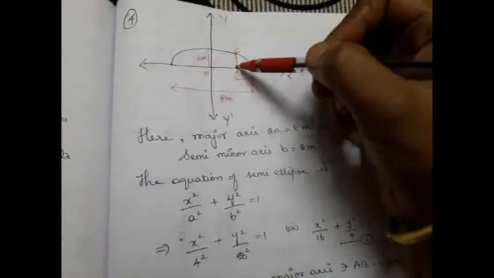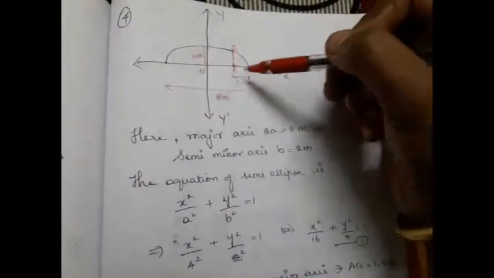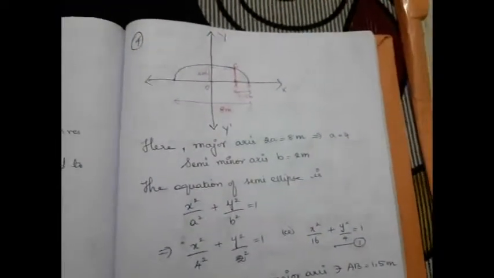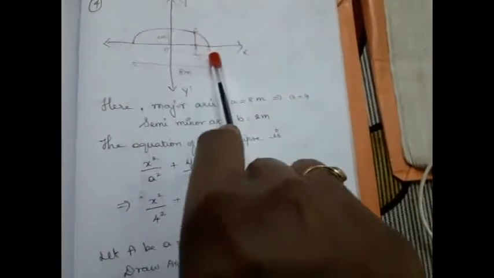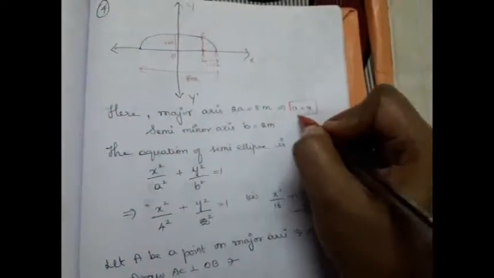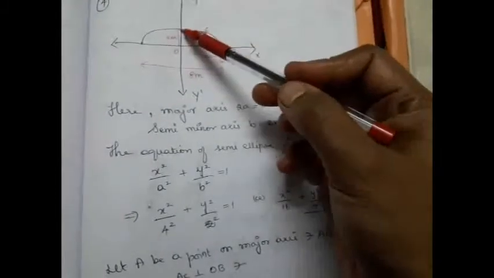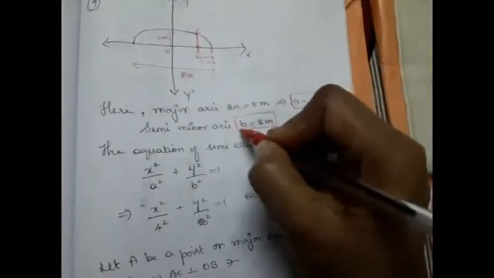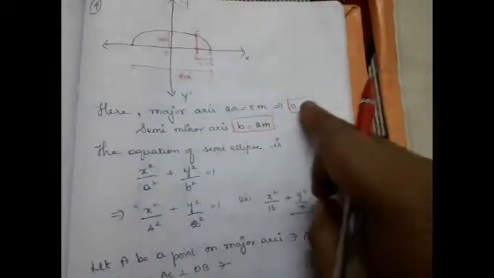How to find OA? We know the entire length is 8, so OB is going to be 4. So, 4 minus 1.5 will give you OA. Now, how can we solve this? Here the major axis is 2a. 2a is 8. Therefore, a is going to be 4. We found the value of a. And it is given the semi-minor axis b is 2 meter. So, we found the values of a and b.